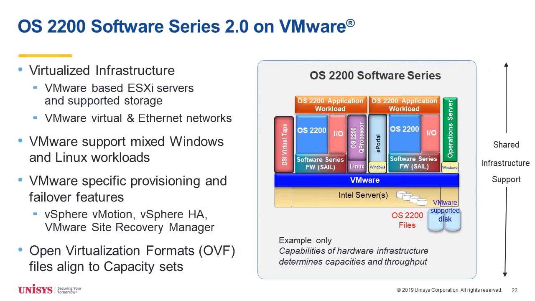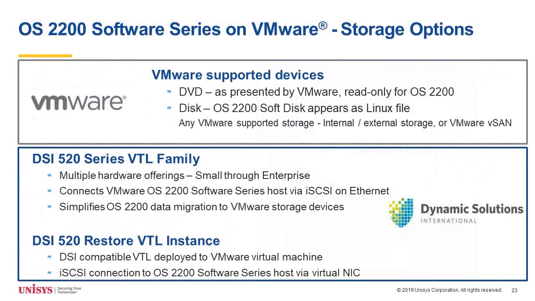We also have gone through and worked on some of the VMware specific provision and failover features. I'll talk about those in a second here. And as part of the delivery of software series, we provide the OVF formats, which align with the various capacity sets that we deliver. Some of the storage options, again, VMware supplies all the compatible storage options for this environment. So the OS 2200 software series will work with any VM supported storage.